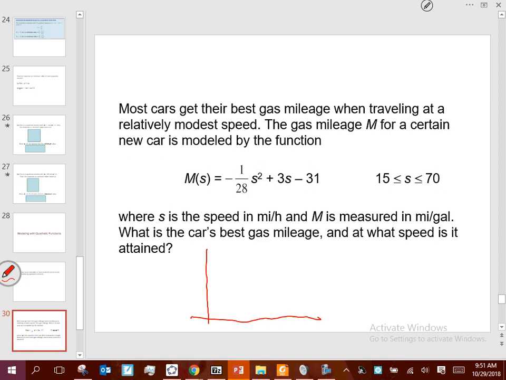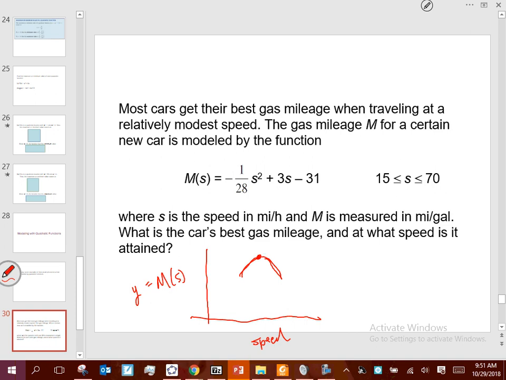Speed impacts miles per gallon, right? So speed is your independent variable. Miles per gallon, or M of S, is your dependent variable. So here's the idea. We want to know what speed would you reach the largest Y value right here, right? Make sense? That would be a maximum. This thing's concave down because that's negative. It's parabolic. So does that kind of shape make sense to us?